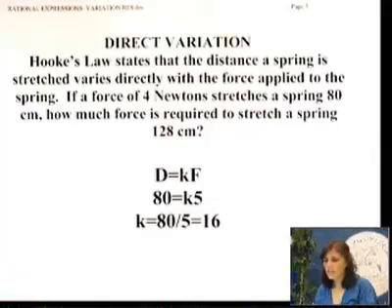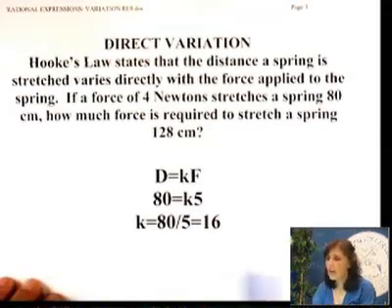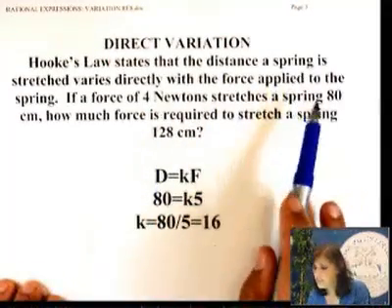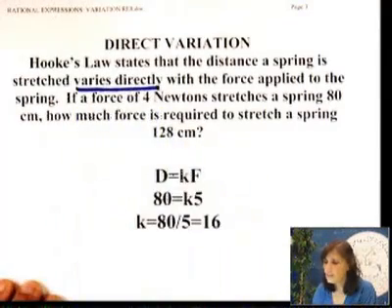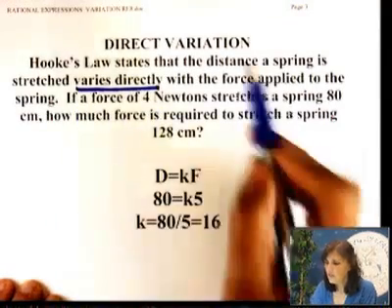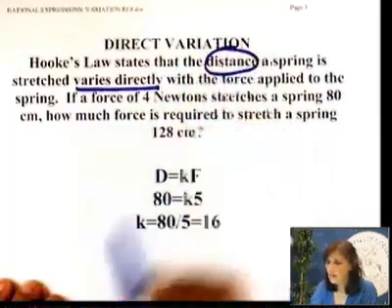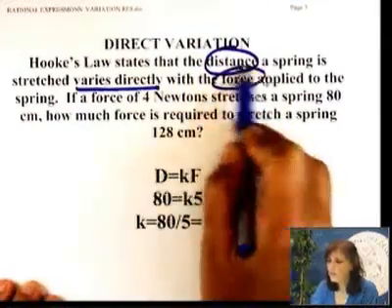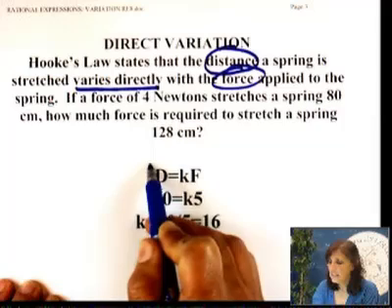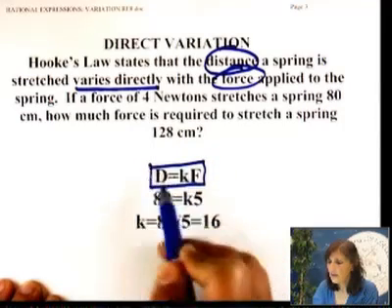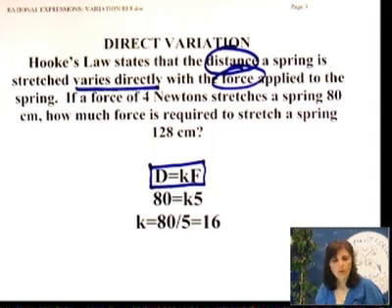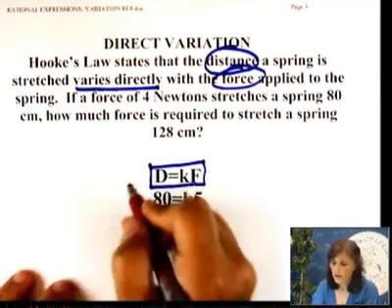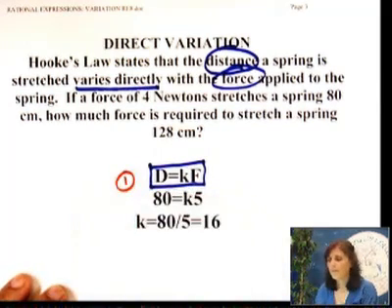A direct variation example. Hooke's law states that the distance a spring is stretched varies directly with the force applied to the spring. So distance varies directly with the force. Distance equals K times F. That's the first step. You write the proportionality formula. Second step, you plug in numbers.